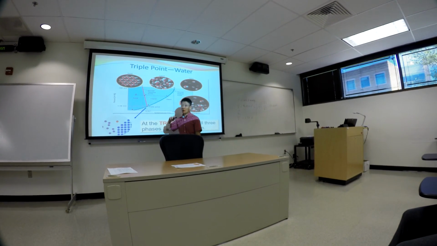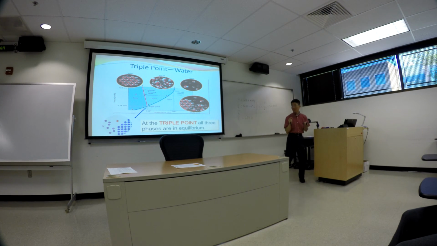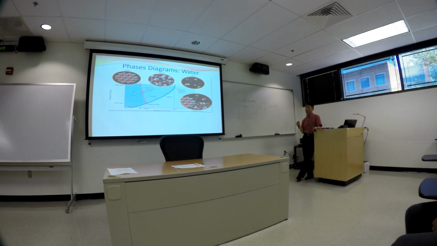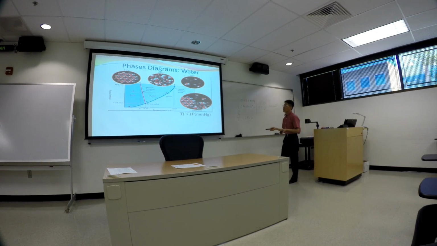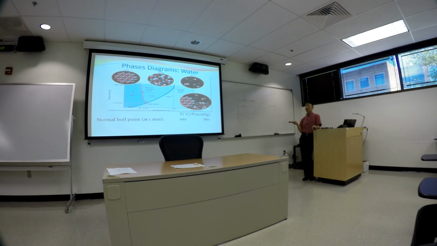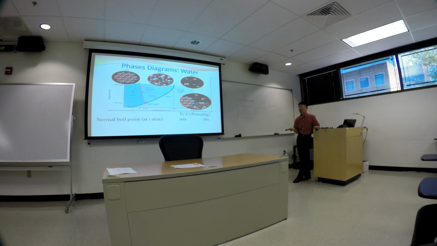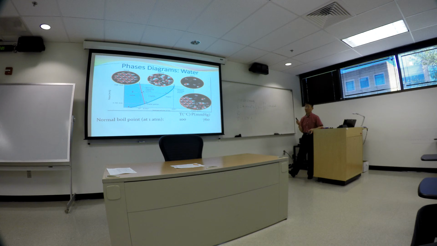And this is what we're talking about. At the triple point, water can exist in all three phases. Okay, what are those conditions? What are the conditions for the temperature and the pressure? Well, the temperature for the normal boiling point of water is 100 degrees Celsius. Normal boiling point refers to 100 degrees Celsius at the pressure of 1 atm, 760 millimeter mercury.